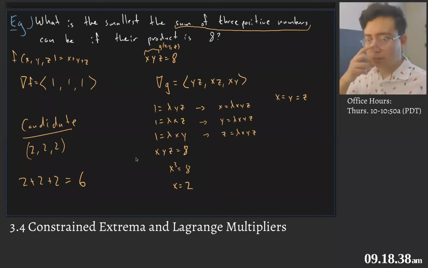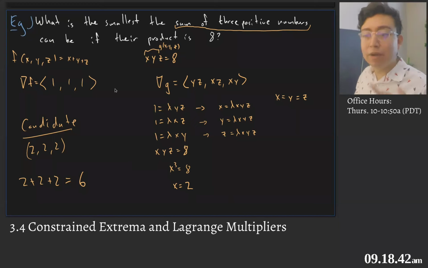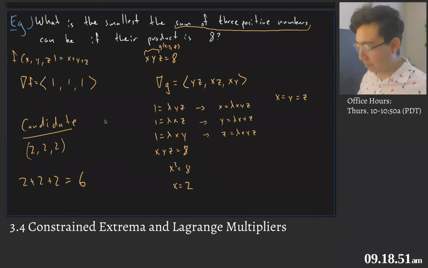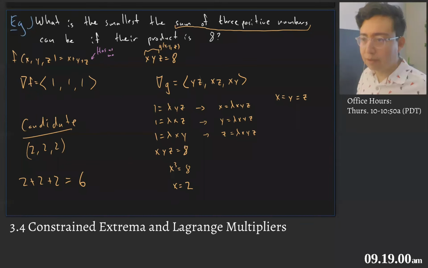If the question was asking for largest, then in this case, we don't actually have a solution. Because like I mentioned at the beginning, I can make the sum as big as I want it to be. There is no maximum. This function doesn't have a maximum. So I'll even write that here. This has no max with this constraint. So you might think, that's weird.